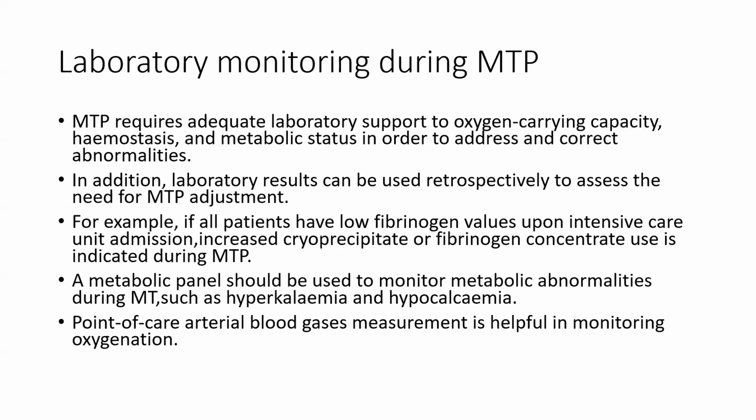Now, lab monitoring during MTP. MTP requires adequate lab support to assess oxygen-carrying capacity, hemostasis, and metabolic status in order to address and correct abnormalities. In addition, lab results can be used retrospectively to assess the need for MTP adjustment. For example, if all patients have low fibrinogen values upon intensive care unit admission, increased cryoprecipitate and fibrinogen concentrate use is indicated during MT. The metabolic panel should be used to monitor metabolic abnormalities during massive transfusion, such as hyperkalemia and hypocalcemia. Point-of-care ABG measurement is useful in monitoring oxygenation.